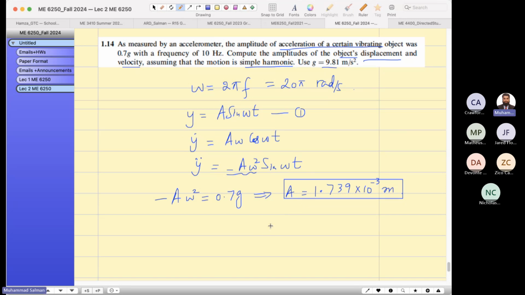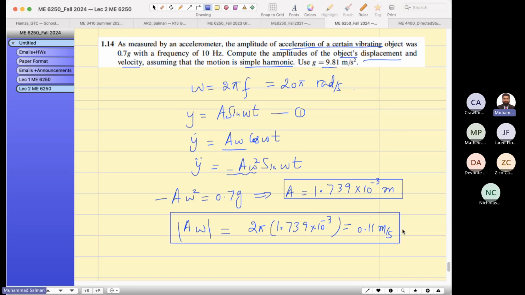And if I ask you, okay guys, can you find out the amplitude of velocity? You will just multiply a with omega. I would say just the magnitude, the positive value, with omega equals 2 pi times, correct? Multiplied by 1.739 times 10 to the negative 3. It is about 0.11 meter per second. You got my point, guys? So this is how you will find this one. Please note it down.